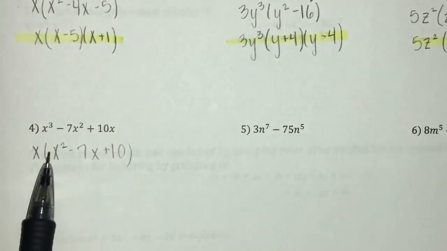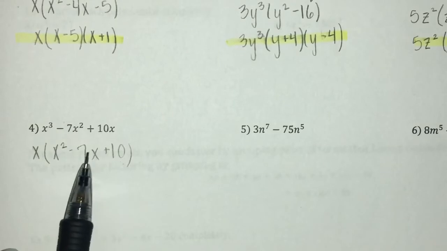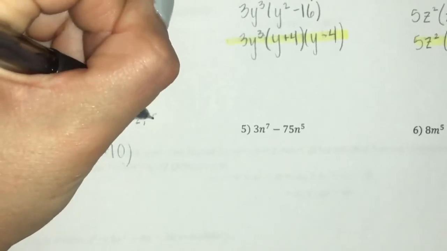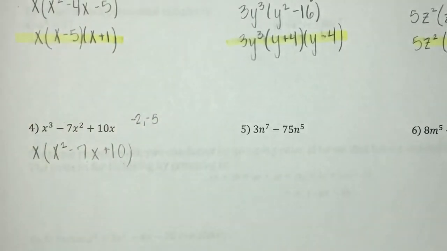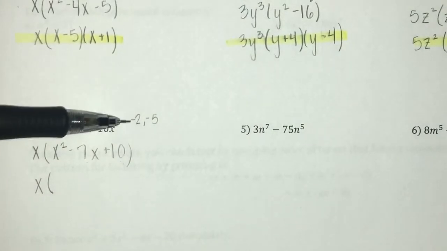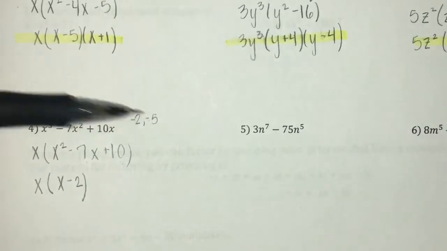And then the coefficient of x squared is 1, so whenever that's the case, we're just looking for factors of c that add up to b. So factors of negative 10 that add up to negative 7, it would have to be negative 2 and negative 5. So if we factor completely, this x comes down, and then it factors into x minus 2 times x minus 5.